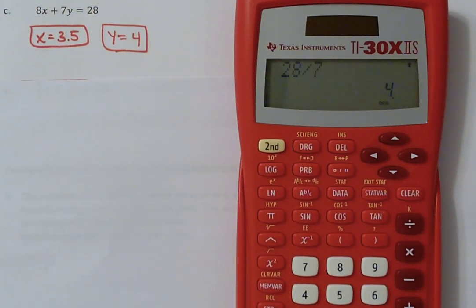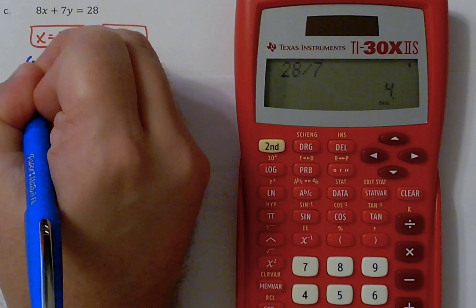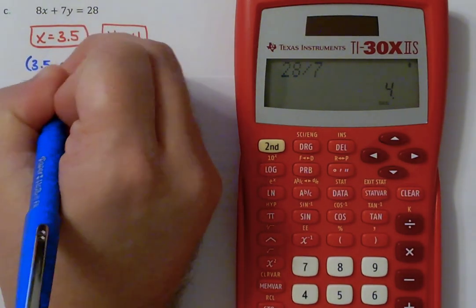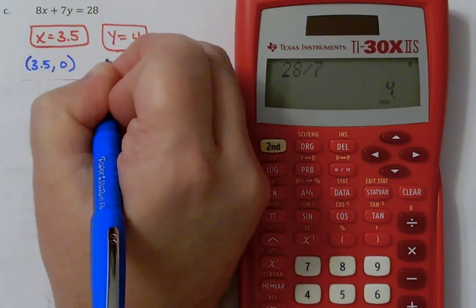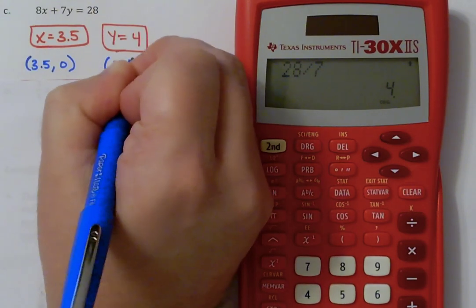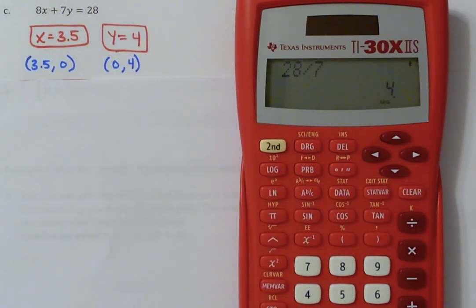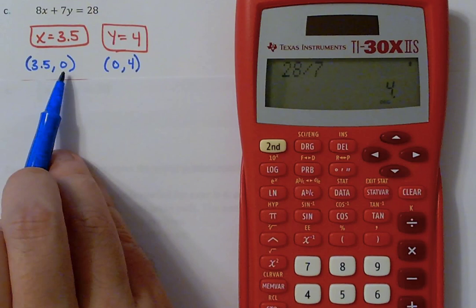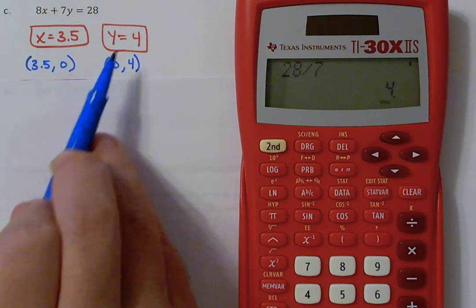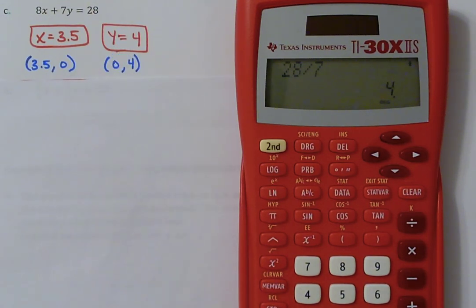And that is my x and y intercepts for part C. Now, if it wanted you to give your x and y intercepts in coordinate point form, your x-intercept would be 3.5, 0, and your y-intercept would be 0, 4. So if it wanted you to actually write the coordinate point for your x and y-intercept, for the x-intercept you have a 0 for y, for the y-intercept you have a 0 for x.